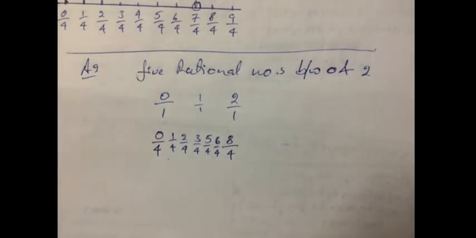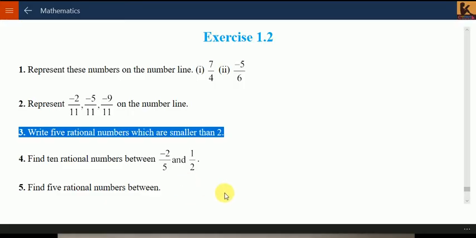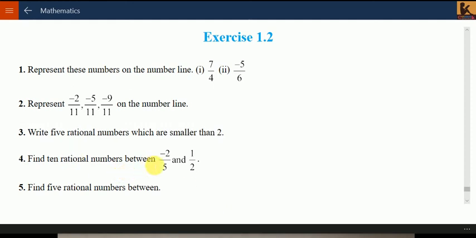Now next, find 10 rational numbers between minus 2 by 5 and 1 by 2. You have to find 10 rational numbers between minus 2 by 5 and 1 by 2. Let's see how we can do this one also.